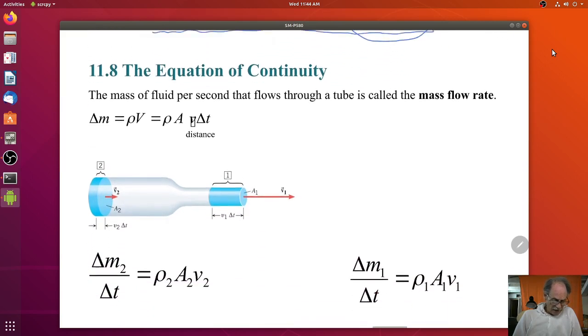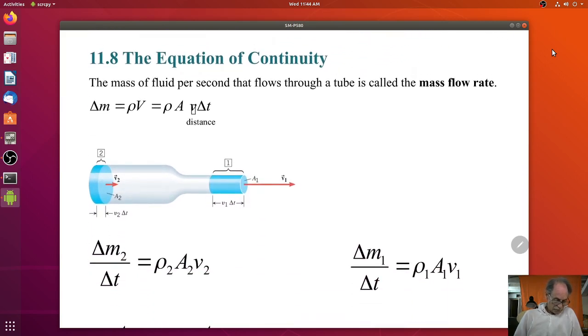Okay, the equation of continuity. If you have a steady flow through a pipe that looks like this, the amount of material coming into the pipe every second at this end has to be the same as the amount of material going out of the pipe every second in this end. And that's called a continuity equation. That the mass is not created or destroyed in here, and it's not compressed.